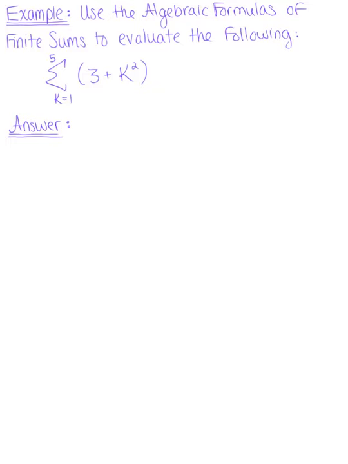Use the algebraic formulas of finite sums to evaluate the following. Looking at our given sum here, the first thing we're observing is the sum of a sum. So we can say, by the sum or difference rule, we can rewrite this as the sum from k is 1 to 5 of 3 plus the sum from k is 1 to 5 of k squared.